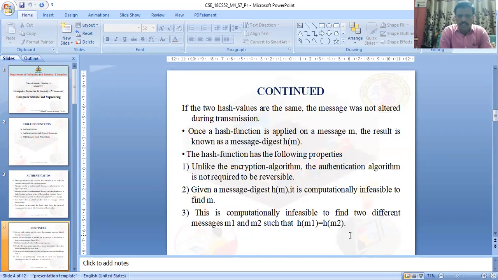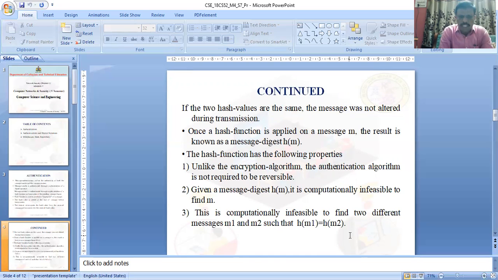Unlike the encryption algorithm, the authentication algorithm is not required to be reversible. With encryption, you already know it is the conversion of plain text into ciphertext. Here the authentication algorithm is not required to be reversible. Given a message digest, a hash of the message H(M), it is computationally infeasible for any hacker or attacker to find the value of the particular message, because it is already hashed.